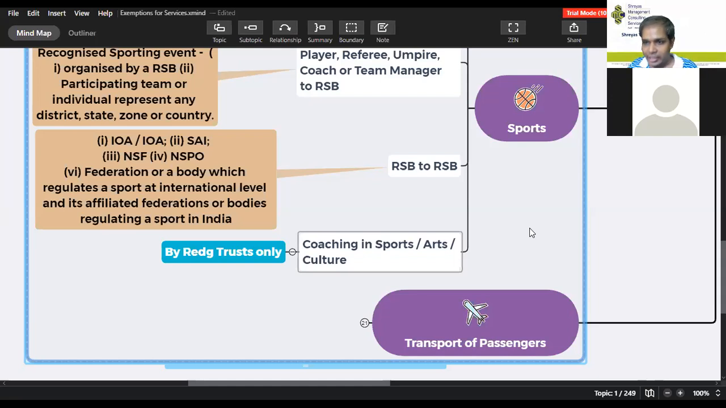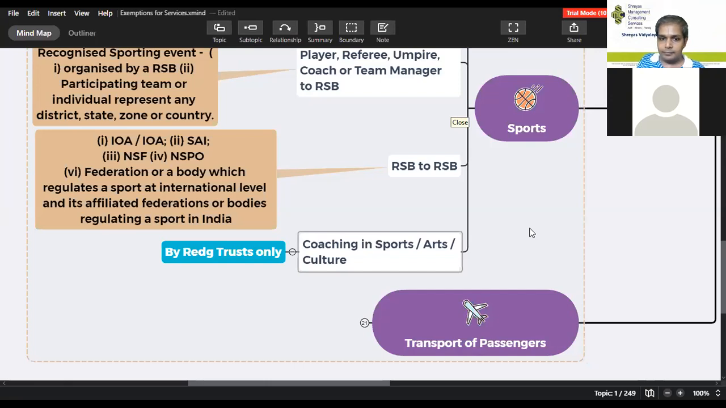Foreign language training by a college. So you have to see two limbs, sir or madam. What is it you have to see? One, it should be a trust. Second, it should be training or coaching in arts, sports and culture. Okay. So it should fall into these two. Okay. College is a trust. So you have to see whether foreign language comes under arts, sports or culture. Very interesting questions. We get a lot of such questions practically.